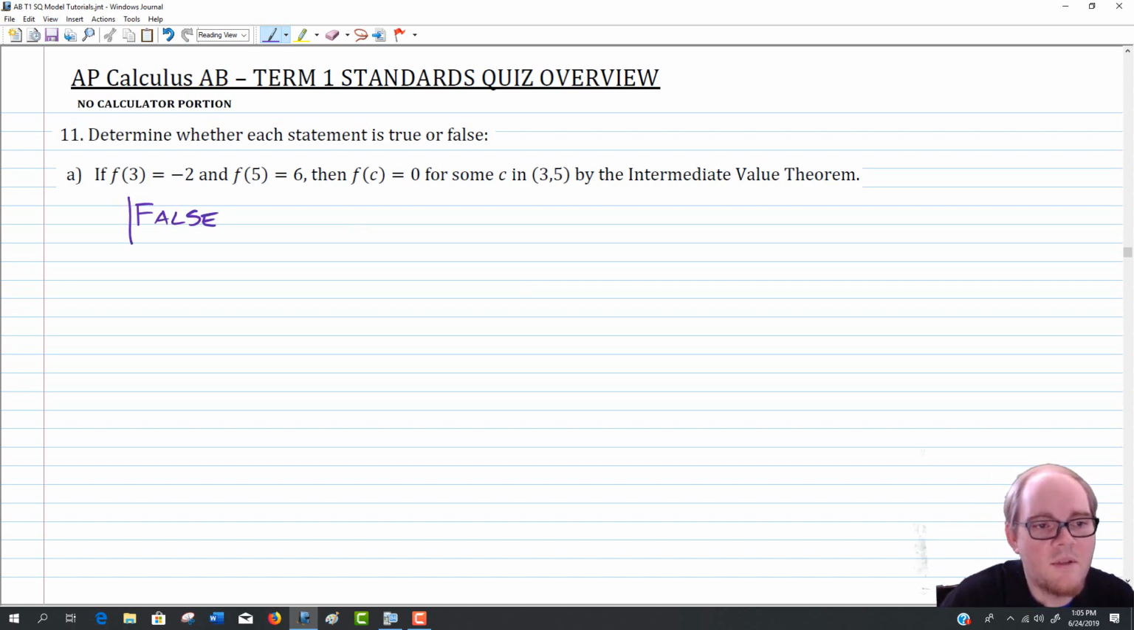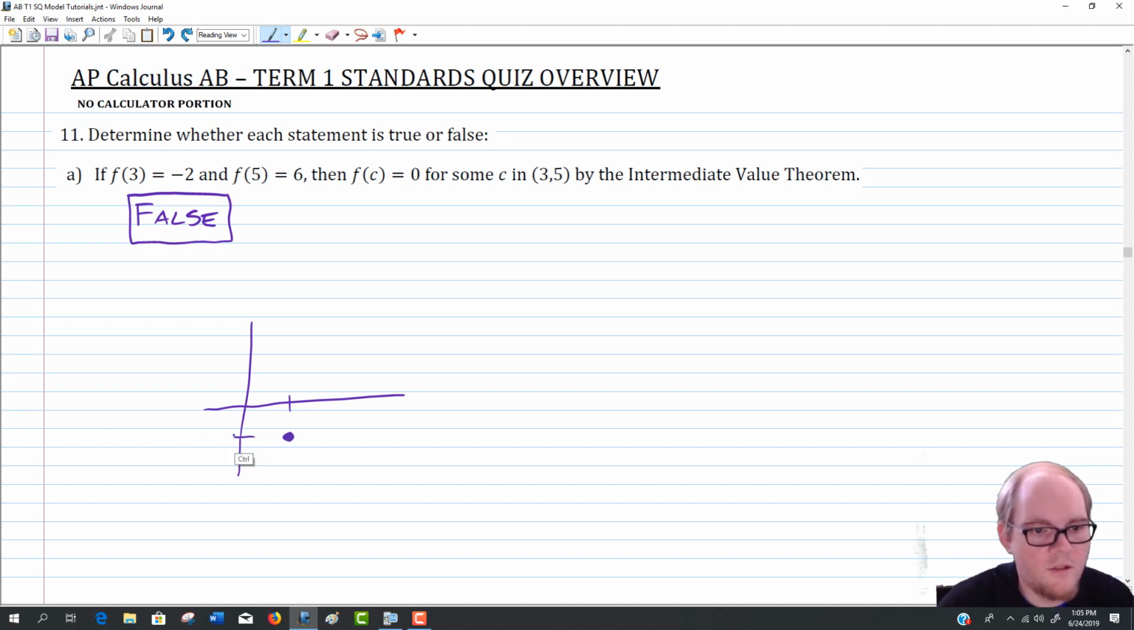The reason that this statement is false is not a part of the standard quiz. You don't have to state why. But if you want to think about exactly why, let's imagine our scenario. So we have some function f of x, where f of 3 is negative 2. So there is negative 2, and there is 3. And then it says f of 5 is 6. So if we go over to 5, go up to 6, there's 6, and there's 5.